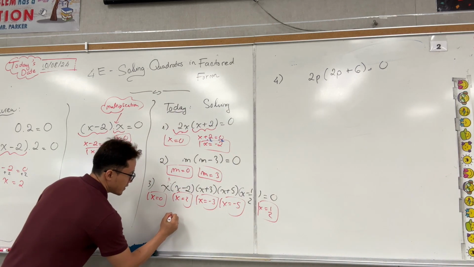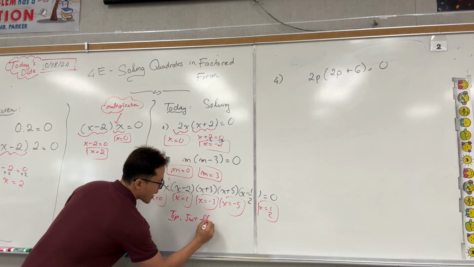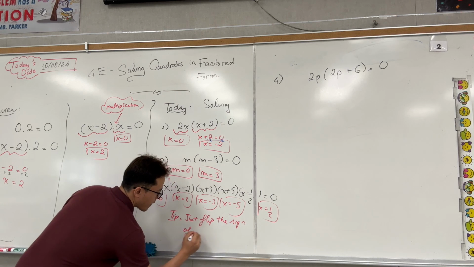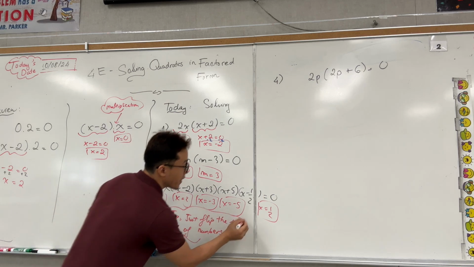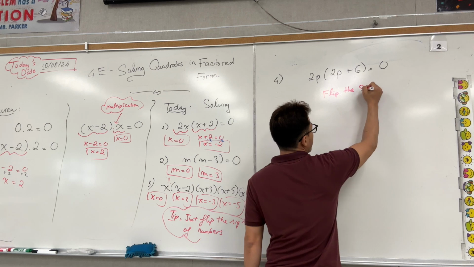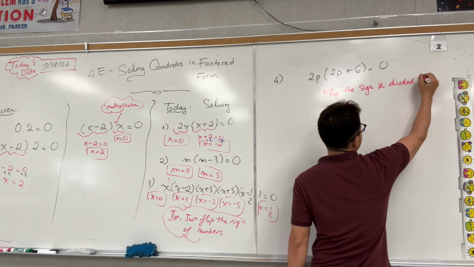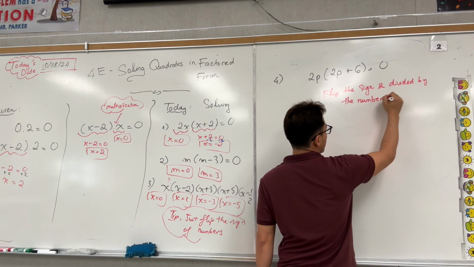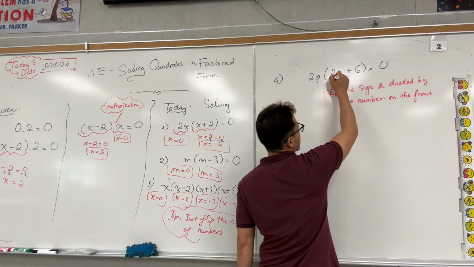Okay, maybe write a note here. Tip. Just flip the sign of numbers. Okay, and then the tip over here is flip the sign and divide it by the number on the front, like this one.